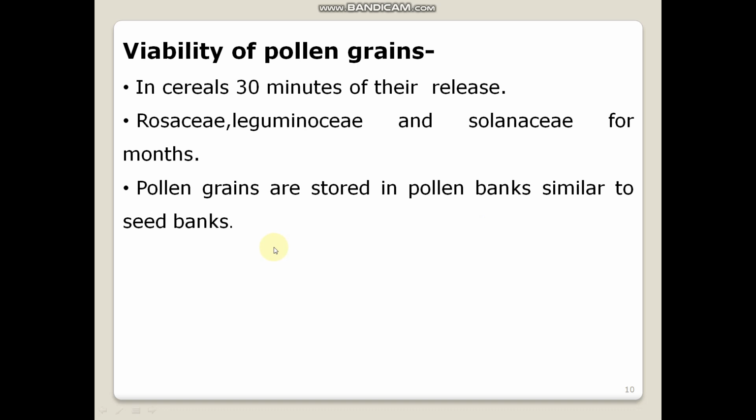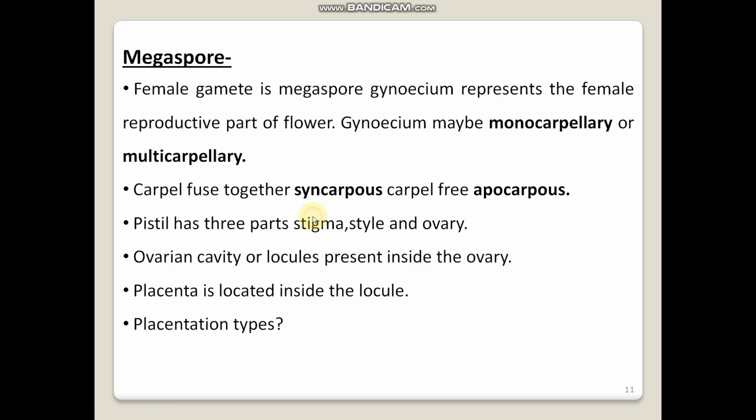You know that seed banks are there. Similarly, pollen grains are also stored, and it helps in agriculture. Good quality pollen grains can be used in agriculture for the production of good quality crops, etc. Right? So pollen banks are present here. These topics are favorite topics of the board exam. Remember it. Now we come to the megaspore. I told you about the microspore: the microspore is the male gamete. The megaspore is the female gamete.